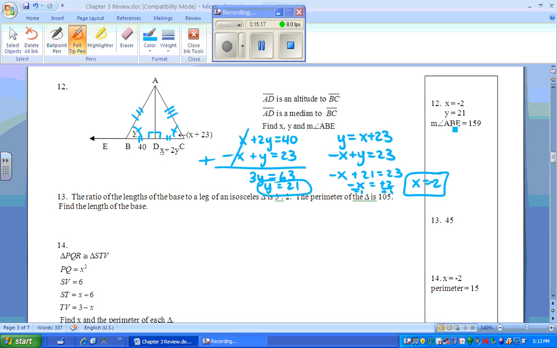And then we want angle ABE. Well, angle ABE is this. These two are supplementary here. So Y was 21. I can do 180 minus 21, and angle ABE is equal to 159.